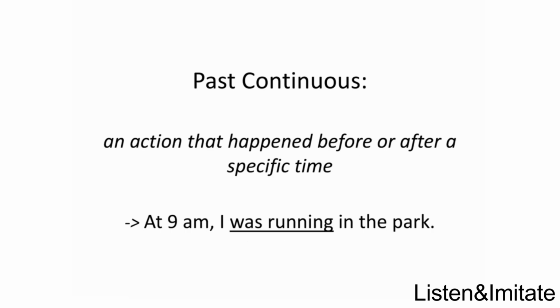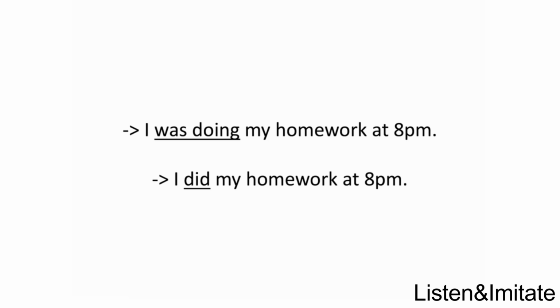We also use the past continuous tense for an action that happened before or after a specific time. At 9 a.m., I was running in the park. This sentence indicates that I started running before 9 a.m. and was still running at 9 a.m. and is likely still running after 9 a.m. It's an ongoing action.